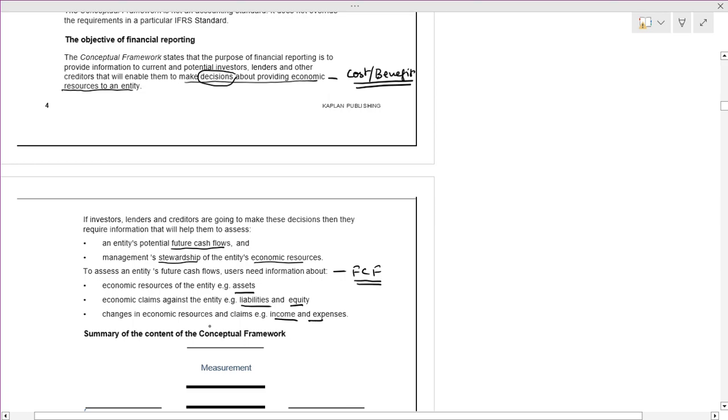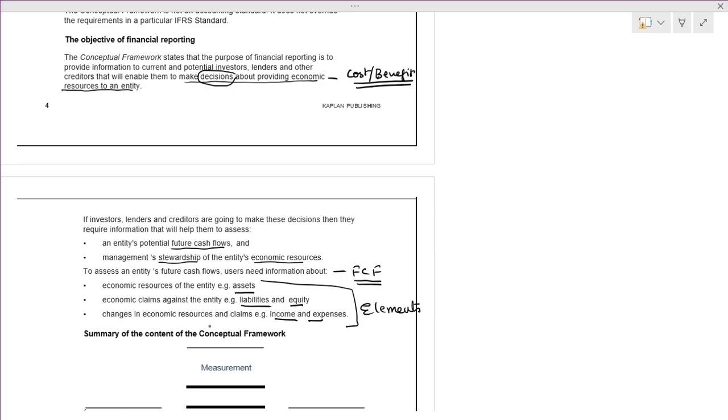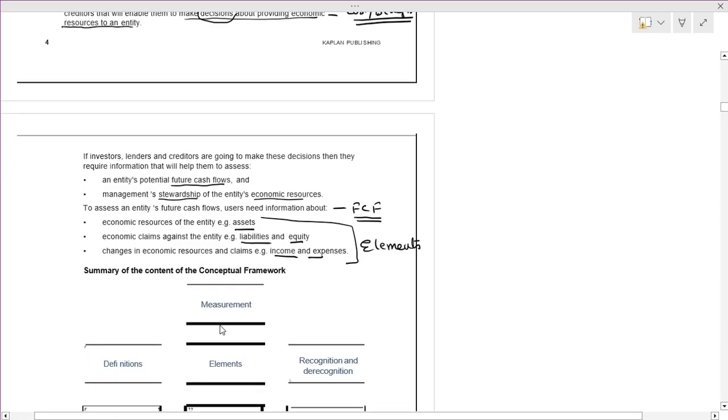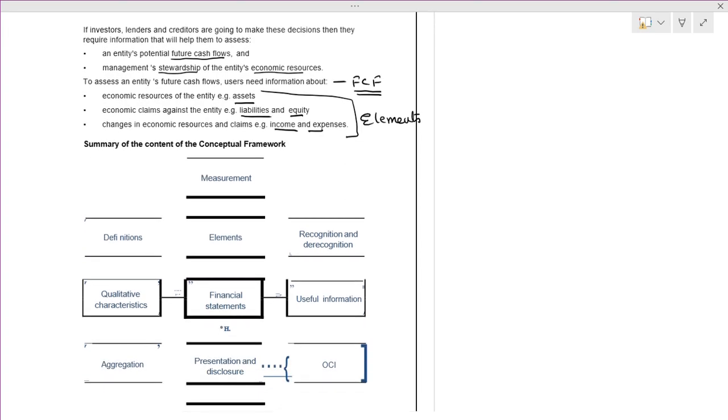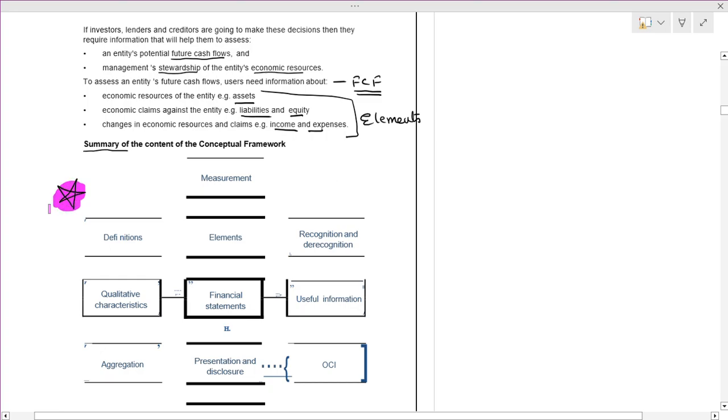If you take these four or five into consideration, they are going to be called elements. Now, this is a summary: we are talking about definitions, elements, recognition, and measurement. Keep it in mind. I am putting a star here, and wherever applicable I am going to use the purple color. When I use the purple color, at the time of revision you have to focus on these things.